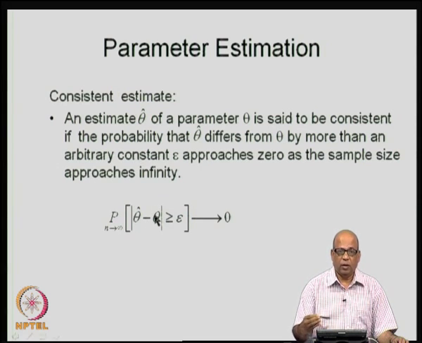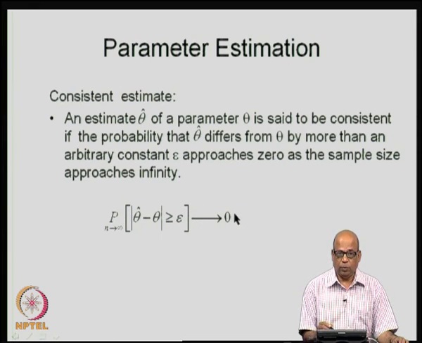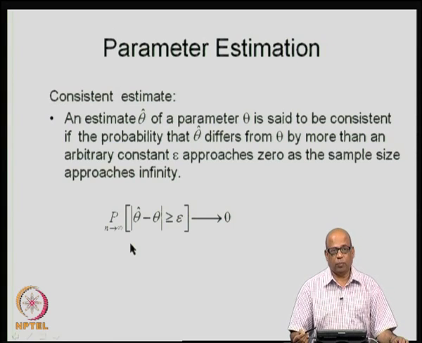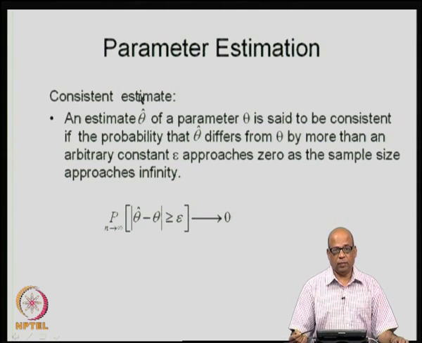As the sample size keeps on increasing, if the probability of theta cap being away from theta by a distance of epsilon, that is, the probability that the absolute value of theta cap minus theta is greater than or equal to an arbitrary value epsilon, approaches 0 as n tends to infinity, where n is the sample size, then such an estimate is called a consistent estimate.